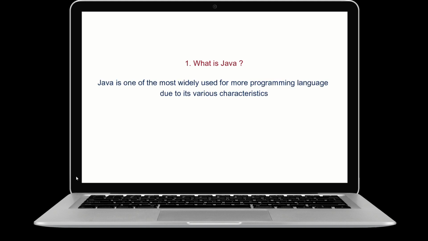First thing we need to learn is what is Java. Java is one of the most widely used programming languages due to its various characteristics. Here are some special features of Java.